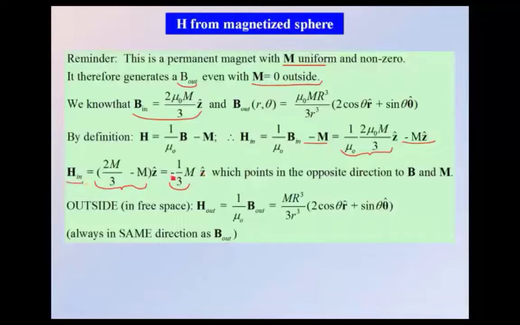we have minus 1/3 times capital M times z hat equal to H. Since M is not equal to 0 inside, we have a non-zero H inside. Notice that the minus sign tells us that it points in the opposite direction to both B and to M.